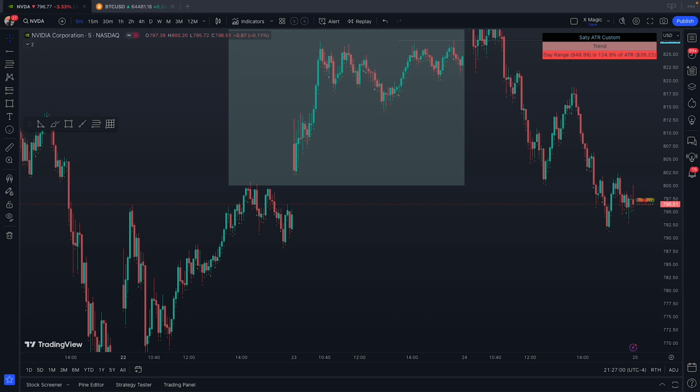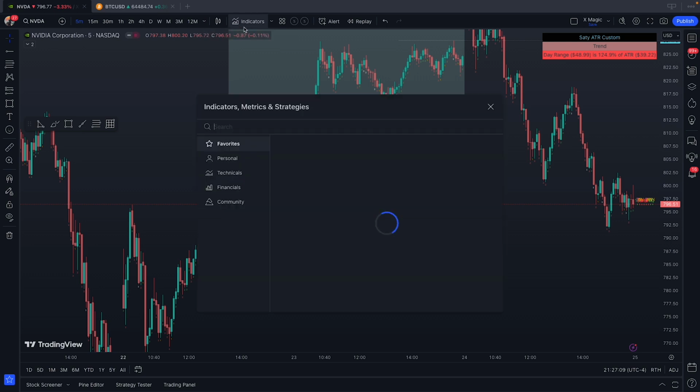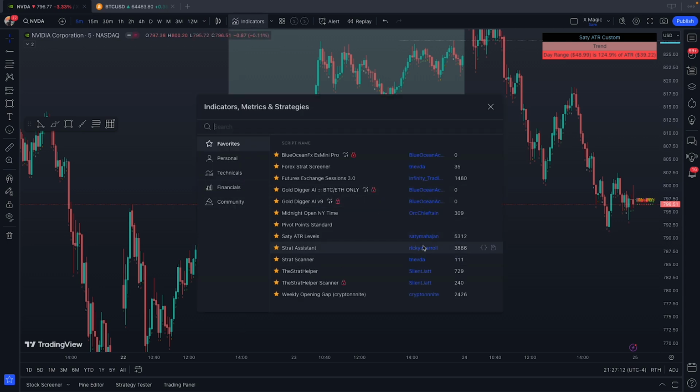Steven, you asked about the number strategy on my chart. What do you mean? Like the numbers that are here? If that's what you mean, that's the Strat Assistant that you can find in the indicators by Ricky's Carroll, Strat Assistant.